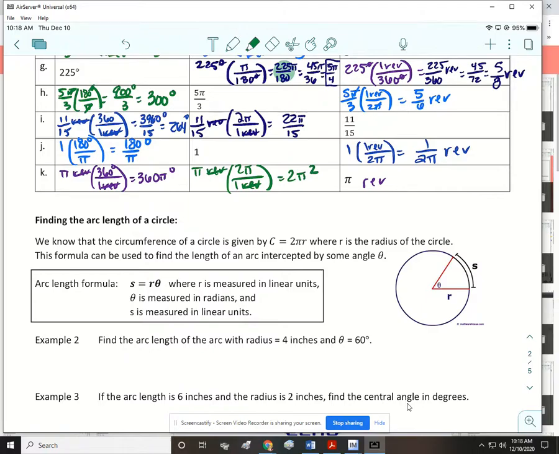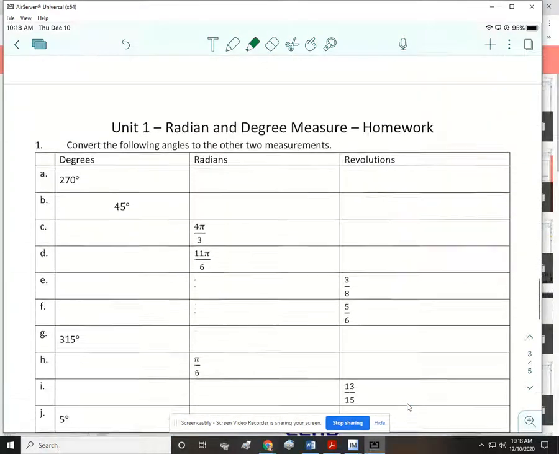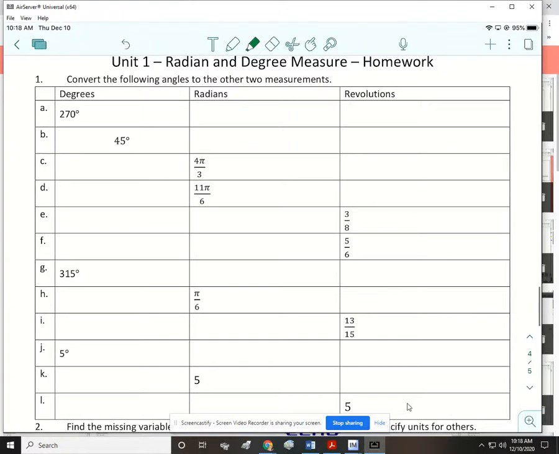All right, so your assignment is to go to page 4 and do this whole table number 1.